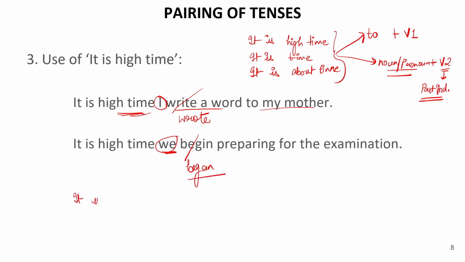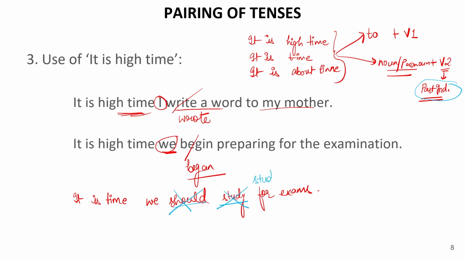Now, suppose the sentence is: it is time we should study for exams. If we see the sentence carefully, now we have to use only past indefinite tense. There is no requirement of a modal. So should will be removed from here and study will be replaced with studied. So the correct sentence will be: it is time we studied for exams.